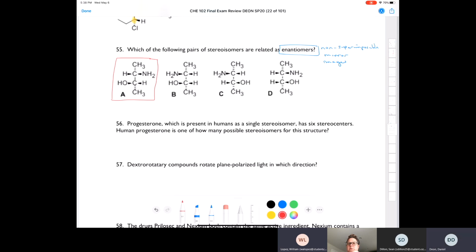B? No, it's not B, because you see here that the amino group and the hydroxyl are on the same side, but in A they're on opposite sides. I heard somebody say something else. C. I said C. Yeah, sorry. Okay, so it's C. Yes, A and C, they are enantiomers of each other, right?